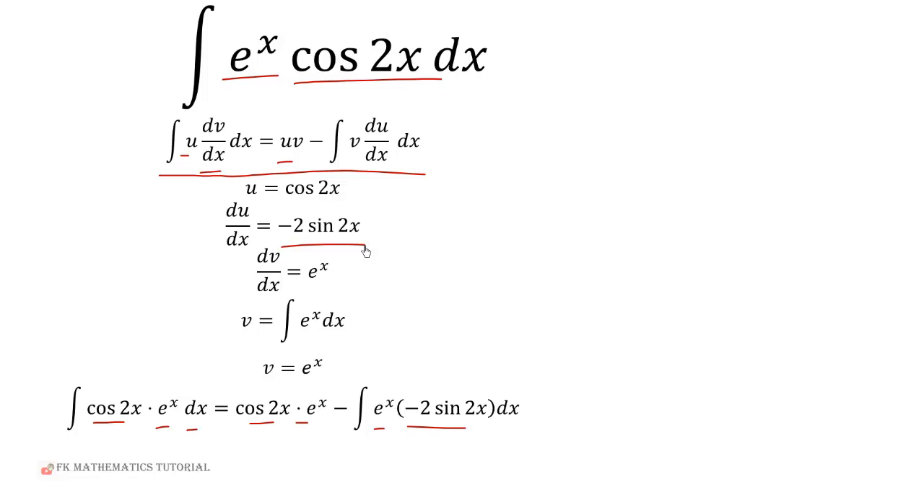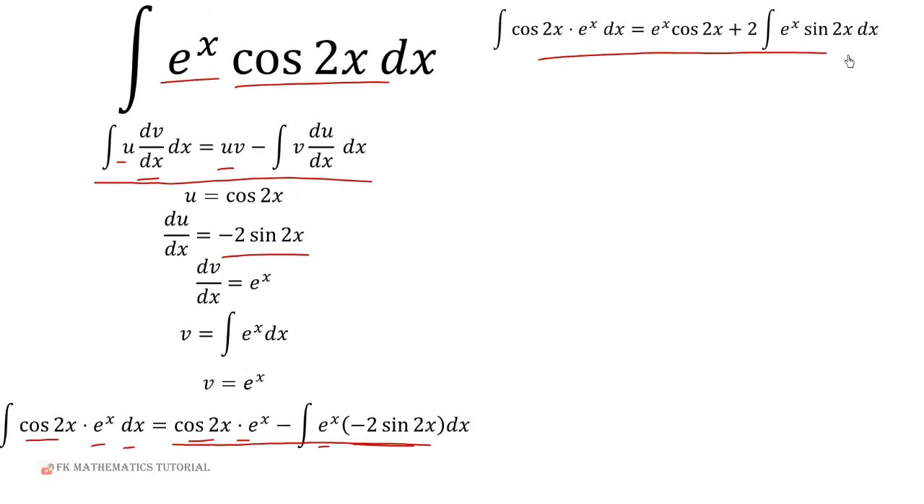Now what do we do next? Let's rewrite this neatly to obtain something like this. The integral of cos 2x e to the x dx will give us e to the x cos 2x plus 2. The integral of a constant is the constant times the integral. So this negative 2 multiplies the whole thing to give us positive 2 times the integral of e to the x sine 2x dx.